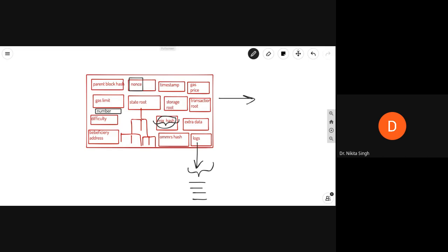Then we have extra data. Extra data is nothing but some extra storage provided in this block if something needs to be added. And next we have a field which is known as the Omer's hash. We will not see this right now. This is a big topic. We'll cover it in next class because we'll have to go through the topic of Omer's. So let us leave this for now. And we have already seen what a beneficiary is, which is the account address that receives the fee for mining this block.